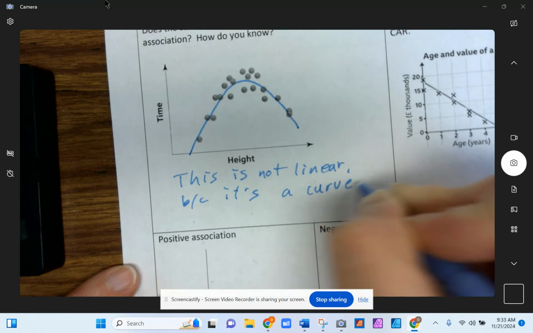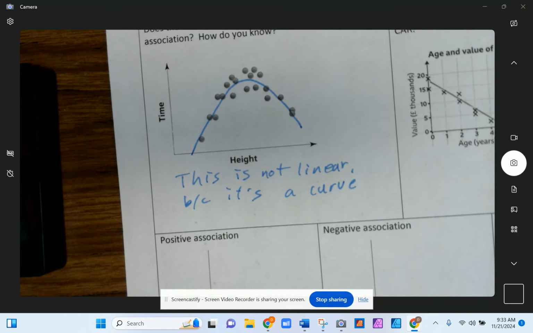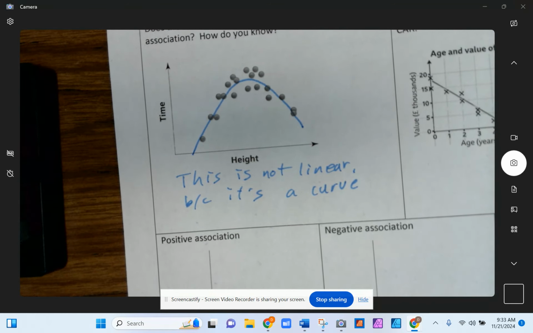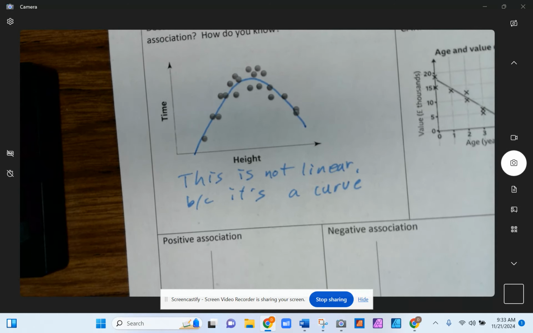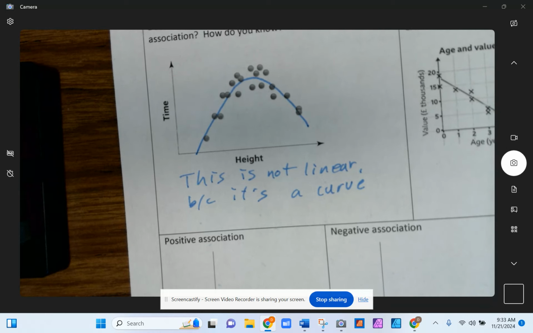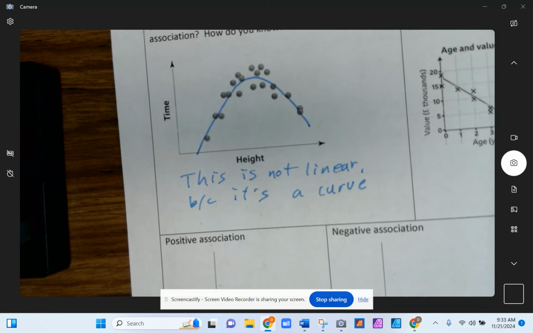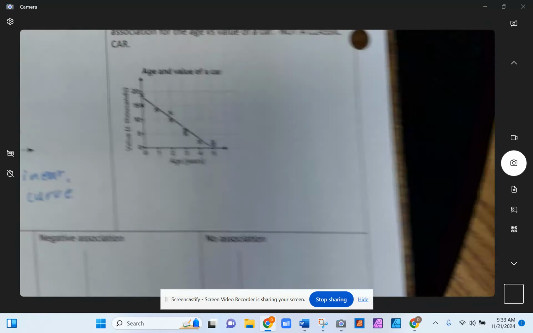I'm trying to think here, is there even a test question that talks about this? Let me double check. I'm going to go through the test real quick. Yeah, no, all the associations we have in the test are linear. Okay, cool. All right. Positive versus negative.